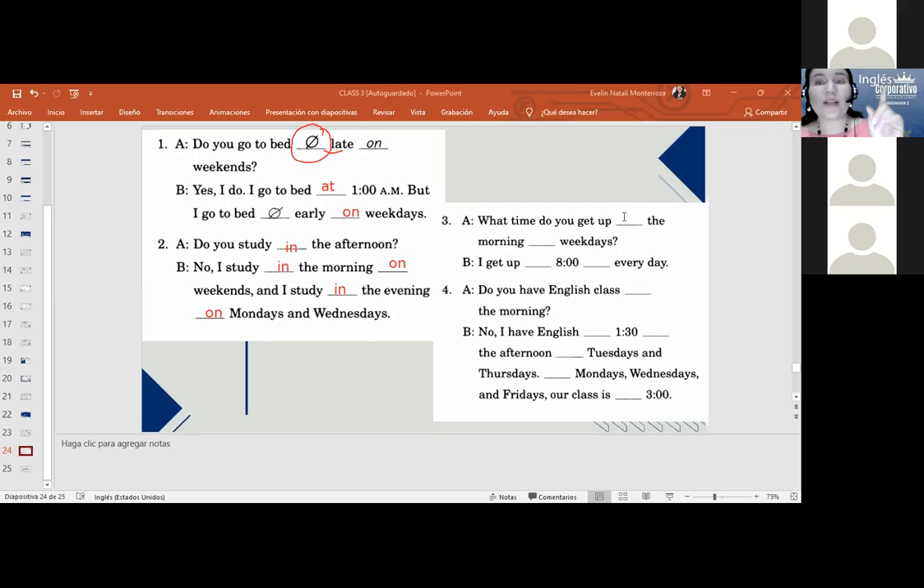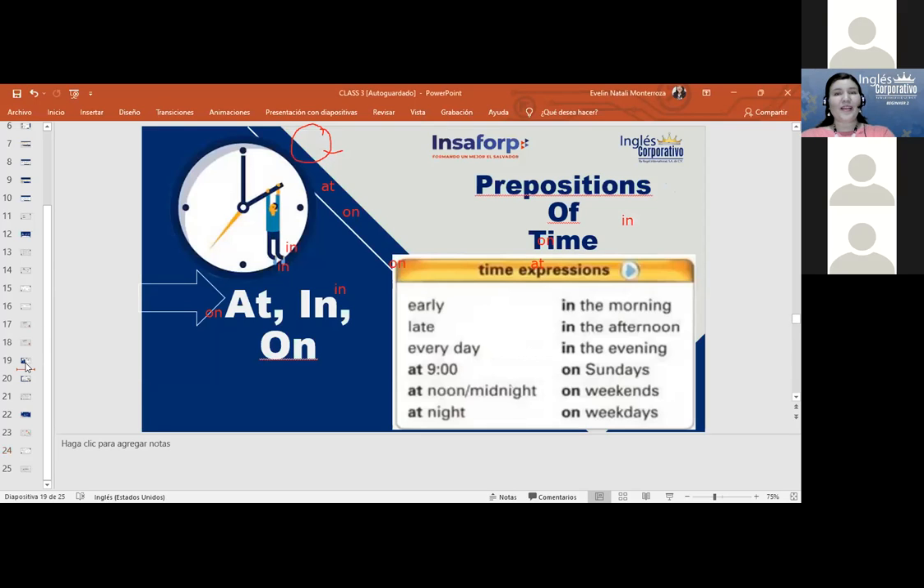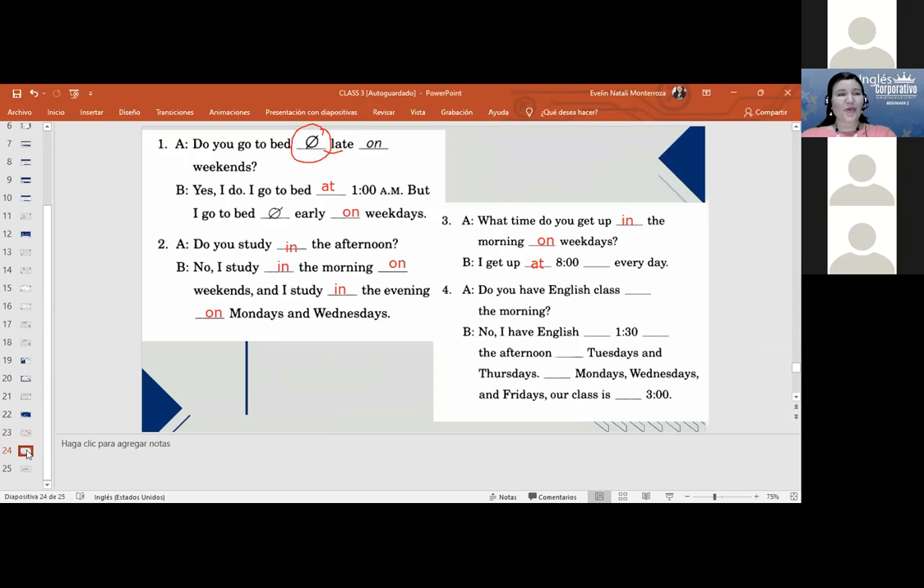Let's continue here. What time do you get up? In the morning. On weekdays. Very good. I get up at 8. Every day. You don't use a preposition with it. Every day doesn't need anything, right? Every day it's zero. Okay.